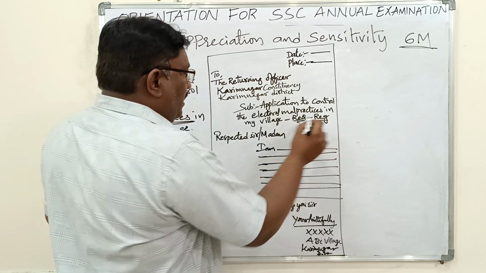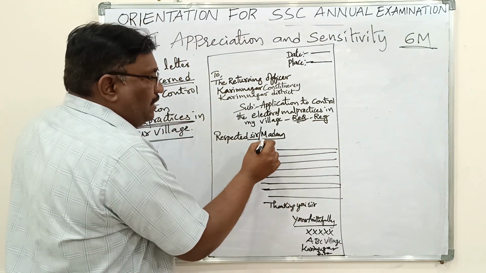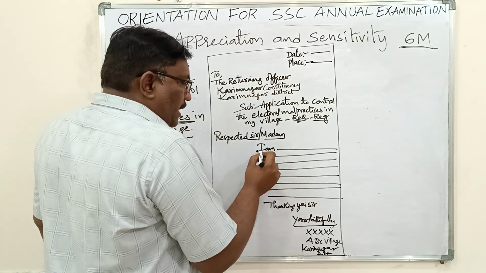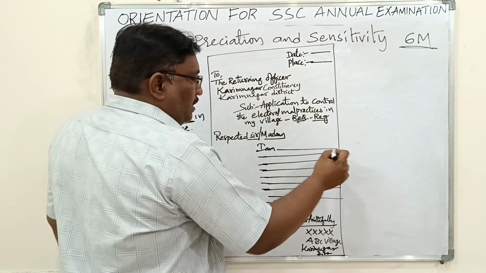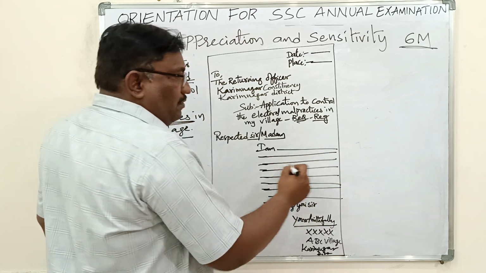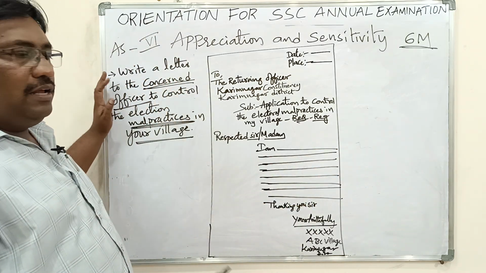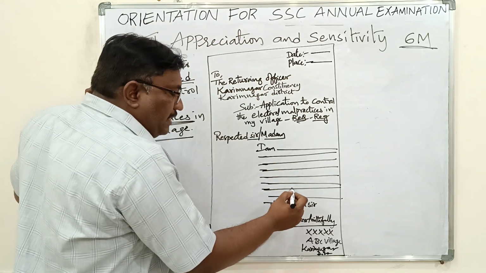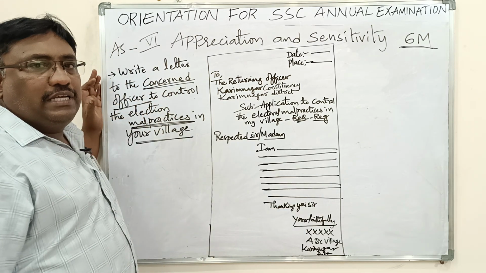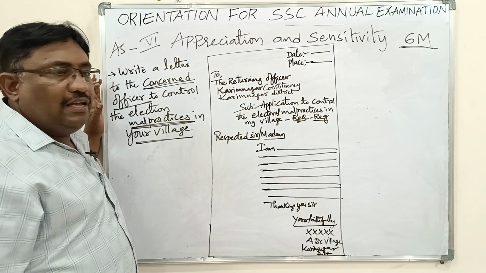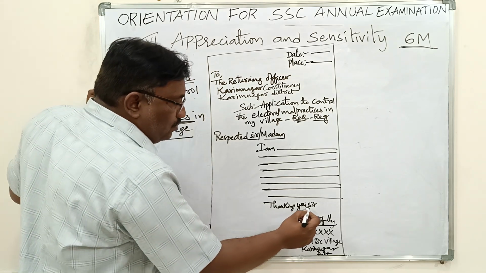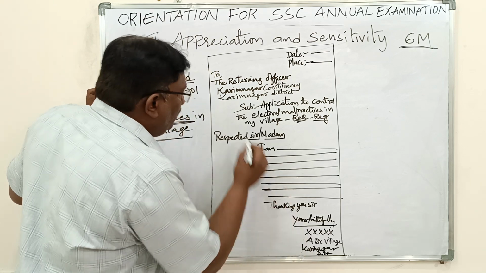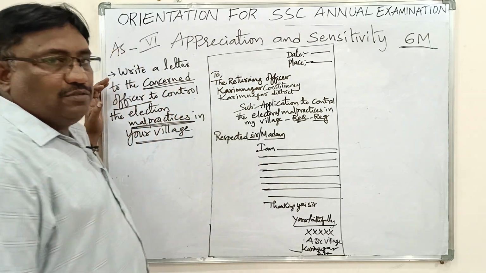Next, respected sir or madam, anyone we have to take. Don't take both. Either sir or madam. Next, write, I am XYZ of XYZ village of Karimnagar constituency. In my village, whatever election malpractices are happening, you have to mention those election malpractices and write a request at the end: please control these election malpractices to save democracy. Like this we have to write. Next, thanking you sir, yours faithfully, name, village and whatever address you have mentioned, Karimnagar district. Like this we have to write.